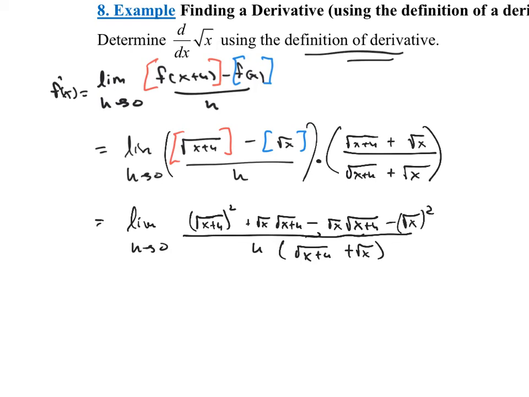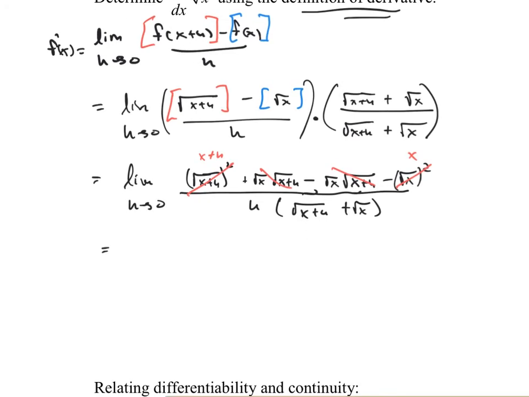Notice, why did we multiply by the conjugate? Those middle two terms on top are going to cancel, the plus root x times root x plus h and the minus root x times root x plus h. The first term, the square root of x plus h quantity squared, is x plus h. And the last term, the square root of x squared, is just an x. So let's put this together. Now we have the limit as h approaches 0 of x plus h, middle terms are gone, then minus x, all over h times the square root of x plus h plus the square root of x. This is looking really nice.